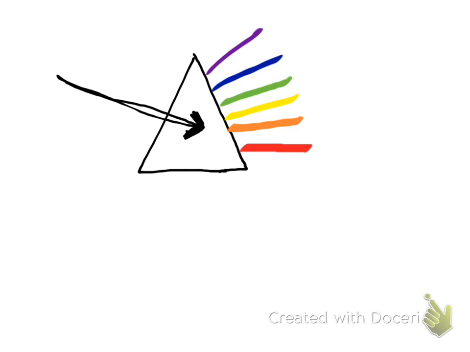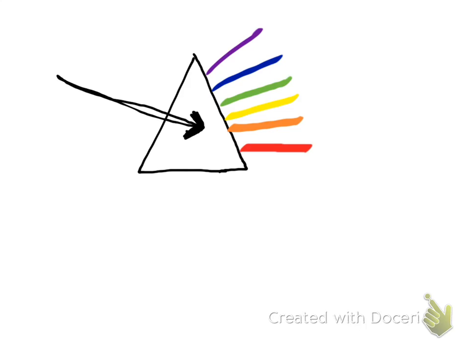When we send light into a prism, just like a band of marchers going around a corner, the light bends. And the different pieces of light are moving at different speeds. So the further they go, the further they bend apart.